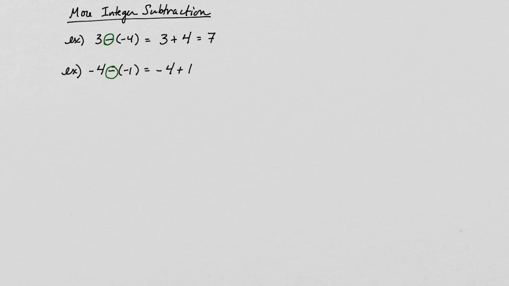To add these together, we want to notice that I have a negative and I have a positive, so I have opposite signs. So we're going to look at 4 and 1. We're going to take 4 minus 1, which would give us 3. 4 was the bigger number, 4 was negative, so my final answer here is going to be negative 3.